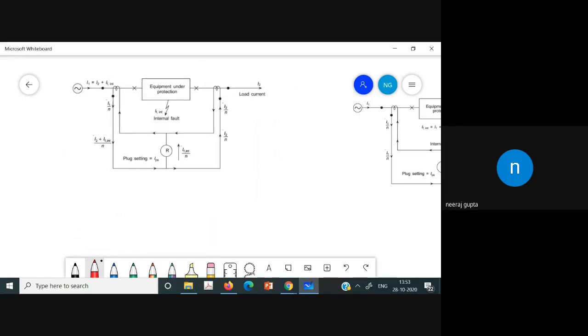Now let us consider the case for the internal fault. In the internal fault, you will have this equipment under protection. In that case, the current which is flowing is I2, that is the load current. And in this CT, the current I2 is flowing. And here we will have the internal fault, that is IF internal, which is the current feeding that fault. In that case, I1 is equal to I2, that is this current, plus IF internal.